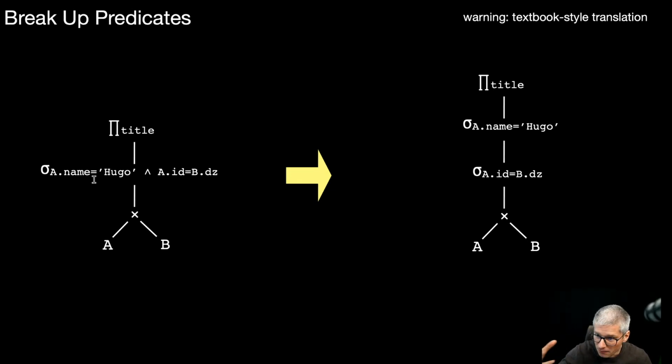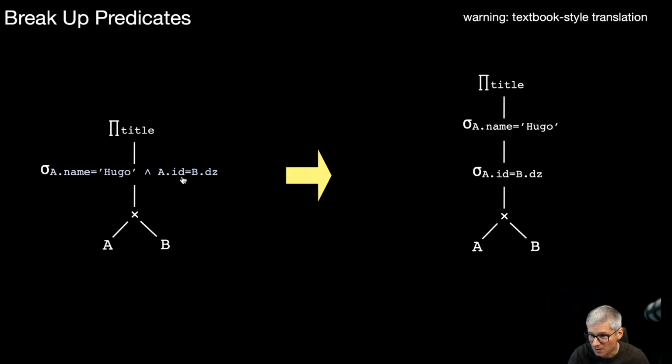I want to create in the following a relational algebra expression that I hope to be more efficient later on. That helps me create a more efficient plan in the end, and that's what I'm up to now. So basically, when I start with something like that, I have a conjunct here. There are two parts in this predicate: A.name equals Hugo and A.id equals B.dz.